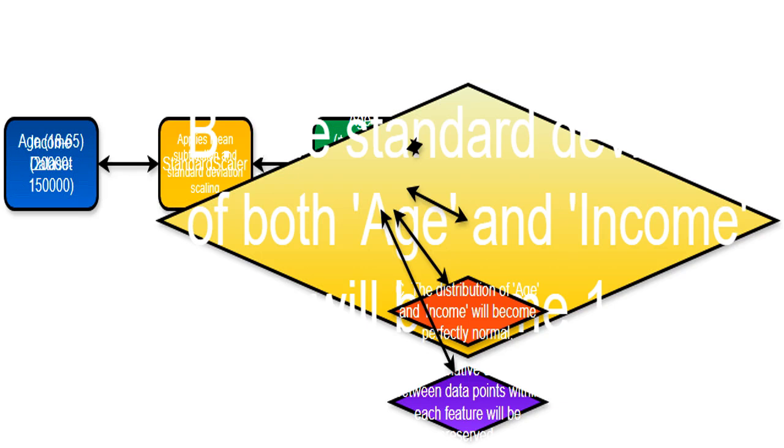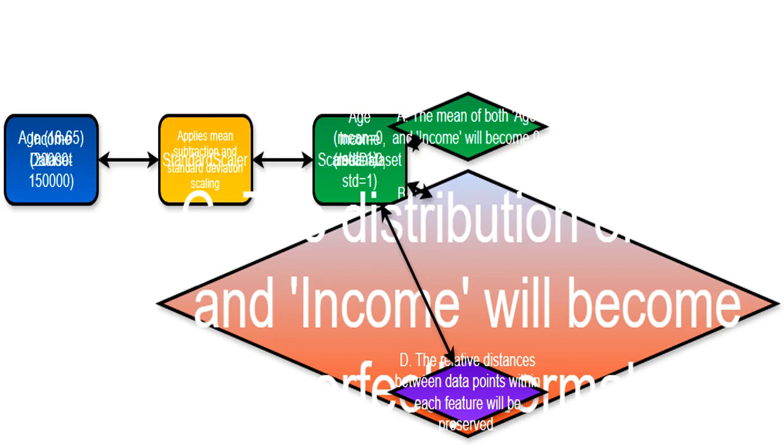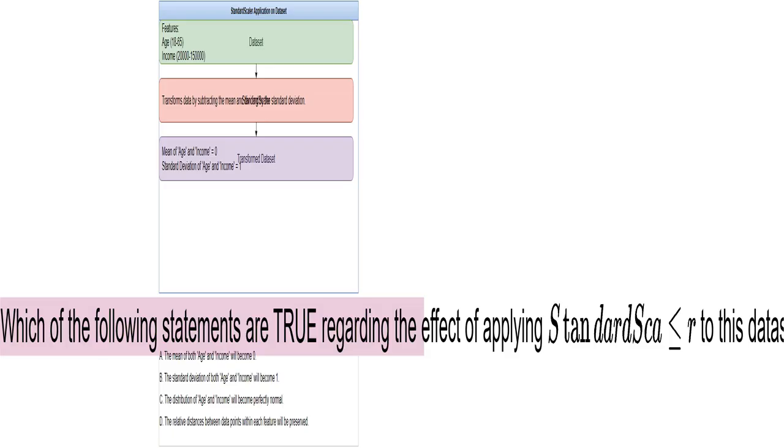This measures how spread out the data is. Standardscaler also divides each data point by its standard deviation. This makes the new standard deviation of age and income equal to 1. Here's the thing about standardscaler. It only changes the mean and the standard deviation. It doesn't change the SHAPE of the data's distribution. If the age and income data wasn't normally distributed before scaling, it won't become normal after using standardscaler.